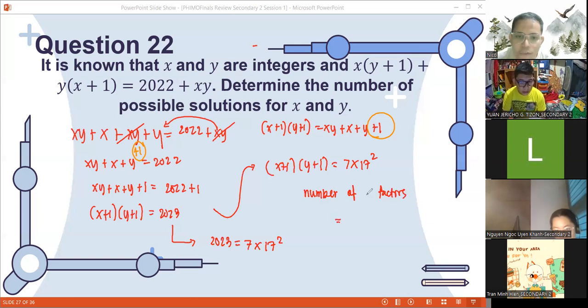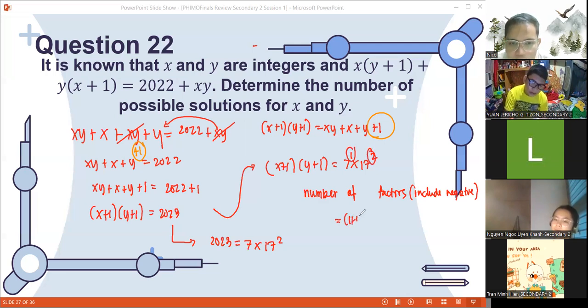Okay, so to get the number of factors, include negative, okay? So we have, this is raised to 1, this is raised to 2, so 1 plus 1, 2, 2 plus 1. That is 2 times 3, which is equal to 6. Include negative 6 plus 6, then the answer is 12.